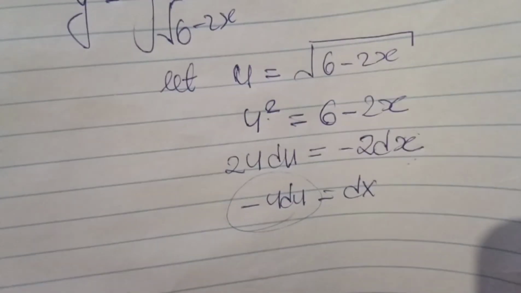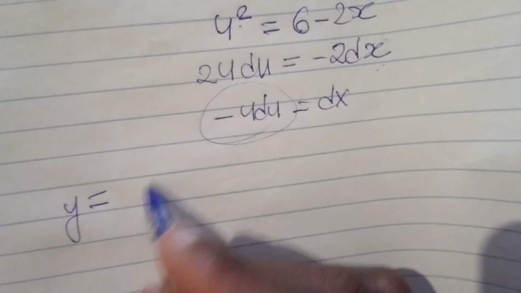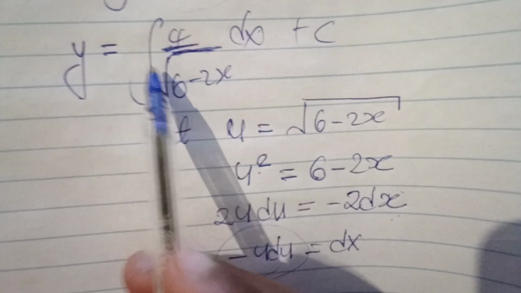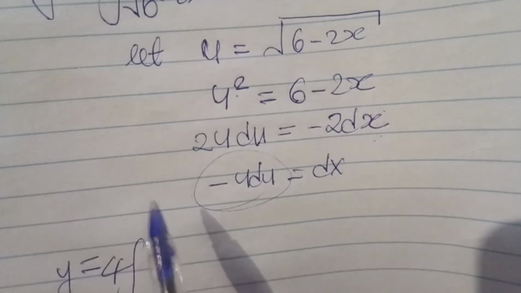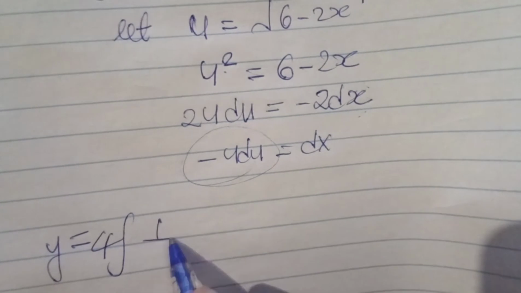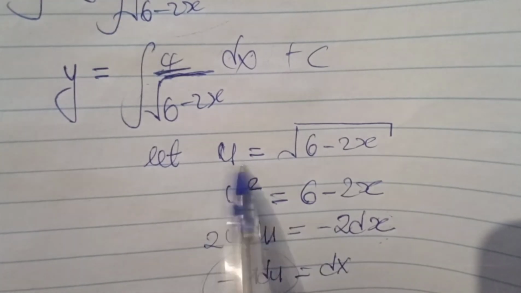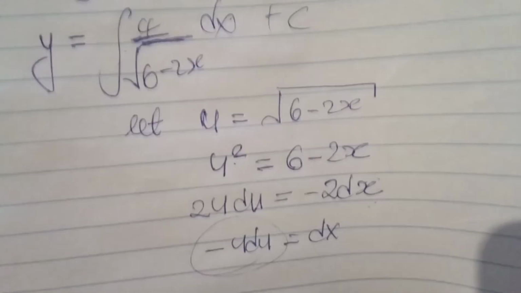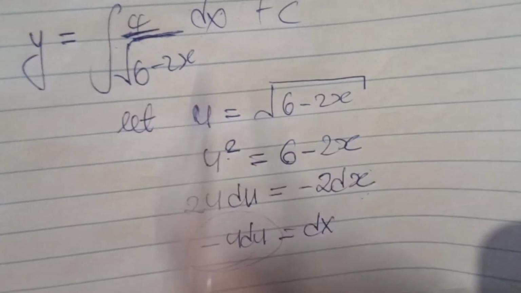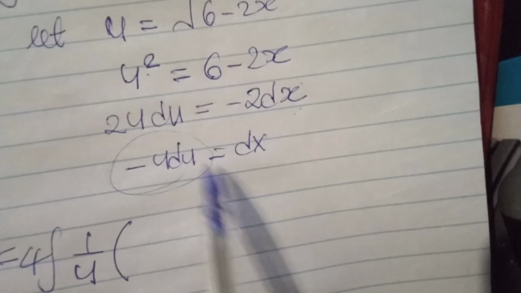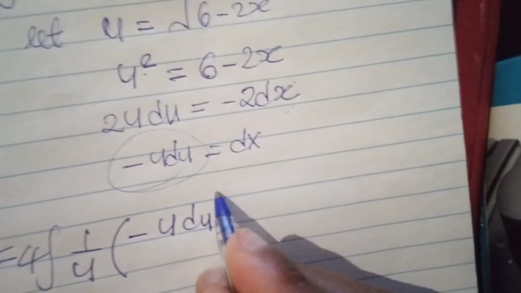So the new form of the equation will be y equal to the integral. I can even take the 4 out of the integral because it's a constant. And then what is left inside is 1. So remember, this is u. I've let u be this square root. So this would be u. And then instead of dx we put this here.